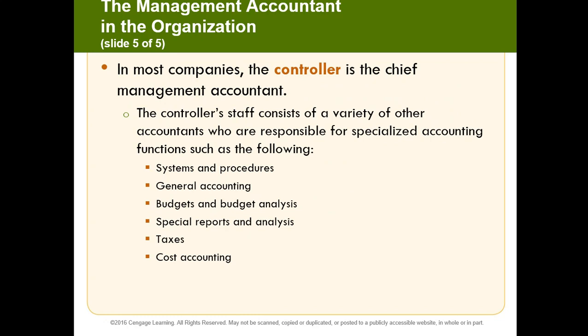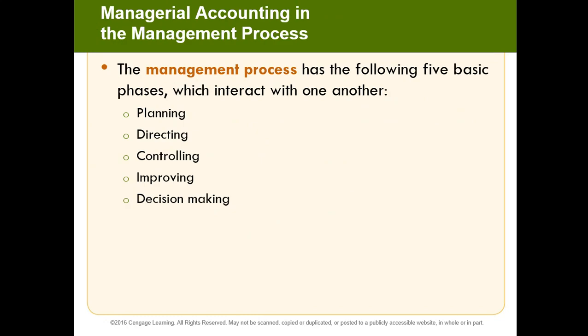And it is the controller's responsibility to manage all of those departments and take the information from each of those departments and build the company's financial statements, as well as any management reports to help the other department managers in their day-to-day activities. The management process has these 5 basic phases, and these 5 things you're going to need to know. These are easy questions for exams.